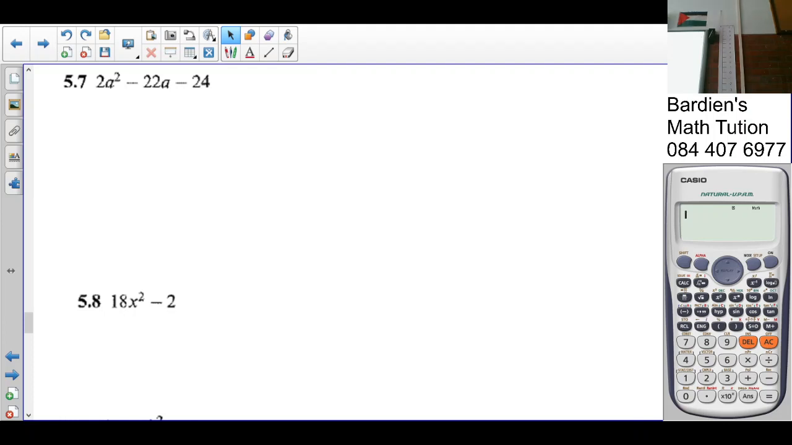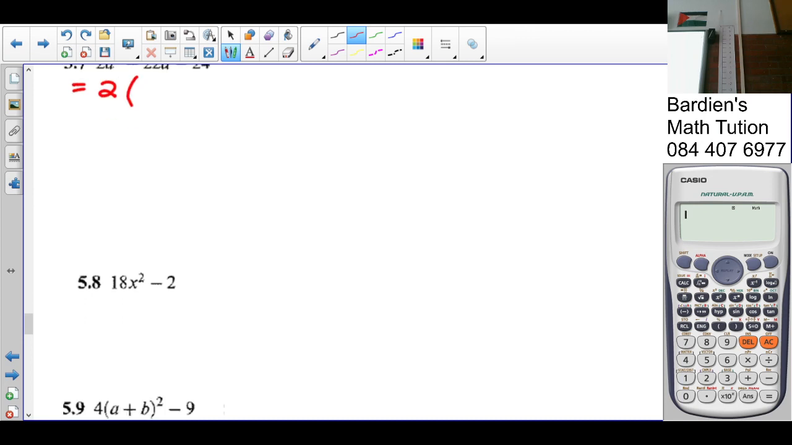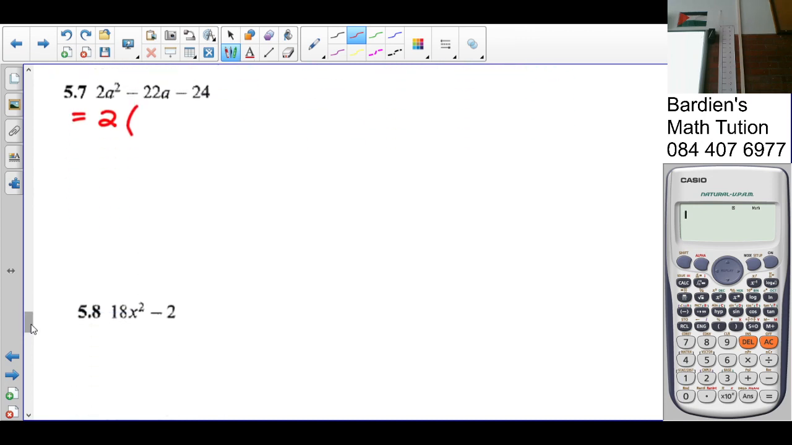5.7. What do we do here? First common factor. Remember, common factor overrides all types of factorization. So what is common here? 2 is common. Take out 2 as a common factor. So it's 2 into a squared minus 11a minus 2. So what do we see inside the bracket?